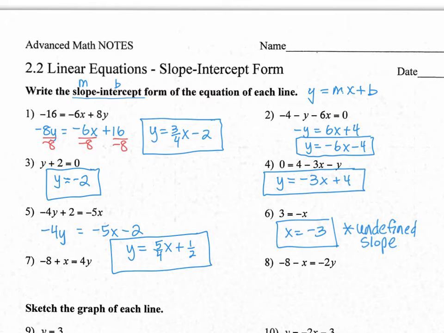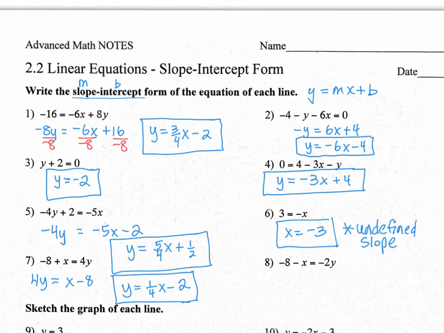It is a vertical line. And we'll look at some of those on graphs later. On number 7, this would be 4y equal to x minus 8. And then divide everything by 4. So this would be 1/4 x minus 2.